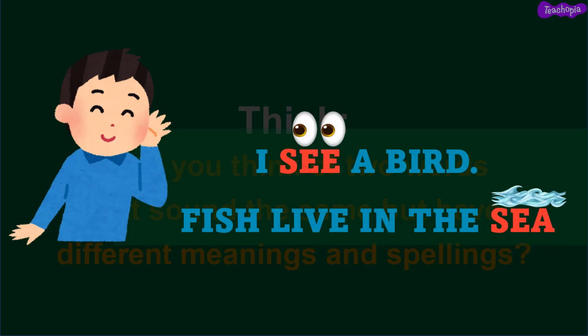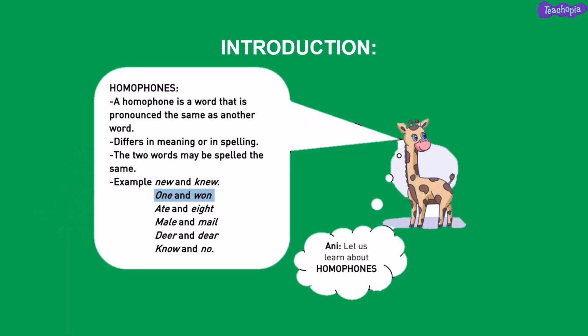Reiterate that the meanings of both these words are different. However, they sound the same. Ask them to think of more words like this. Introduce them to the concept of homophones. Mention that a homophone is a word that is pronounced the same as another word. It differs in meaning or in spelling. The two words may be spelled the same. For example, new and knew, one and won, eight and ate, and so on.